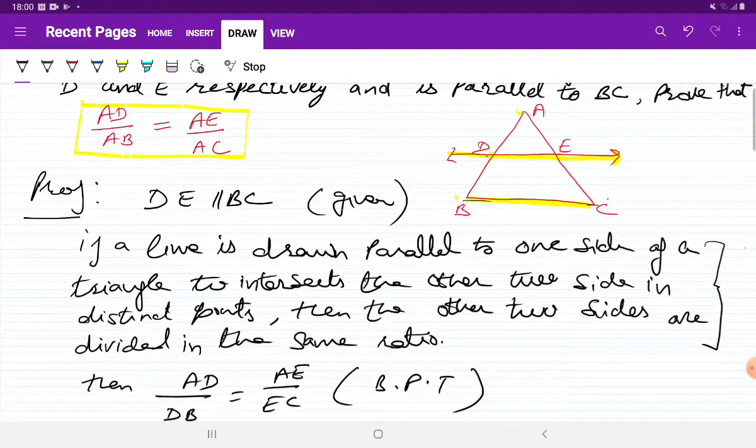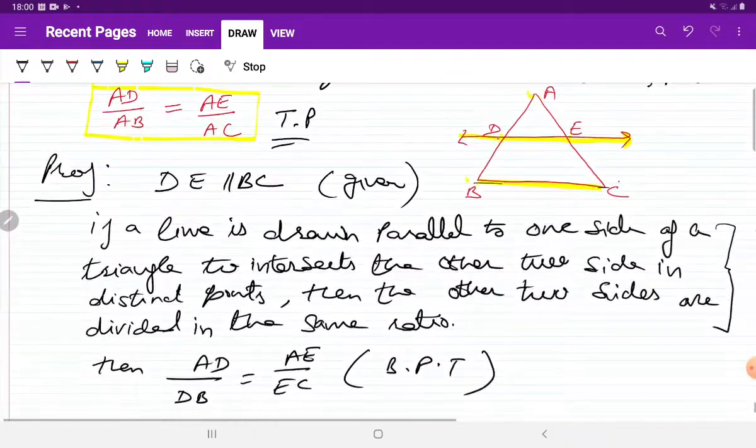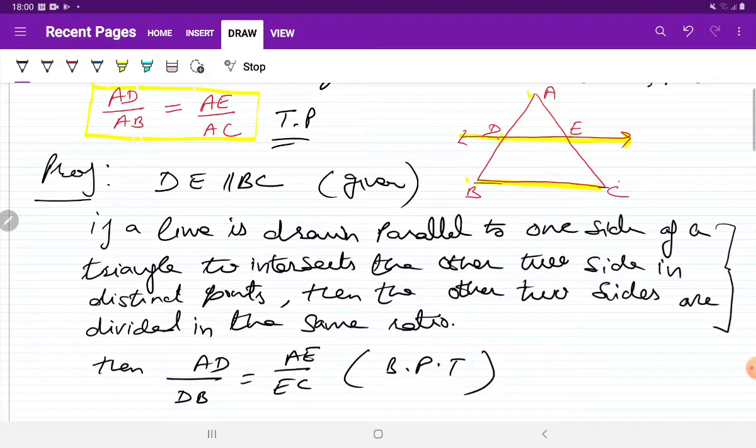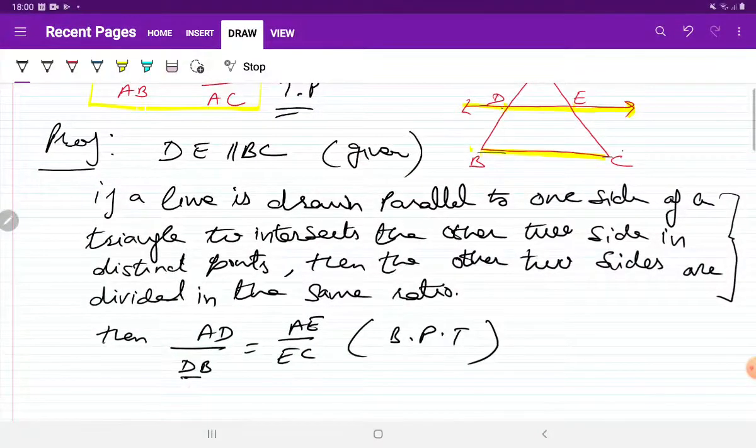Now come to our proof. This you have to prove: AD upon AB. We have AD upon DB. Our numerator is the same. AE upon AC, here is AE upon EC. So you have to make your denominators AC and AB, but I have different denominators. So I have to change my denominator. If we have to change the denominator, what we have to do? We have to just invert this.